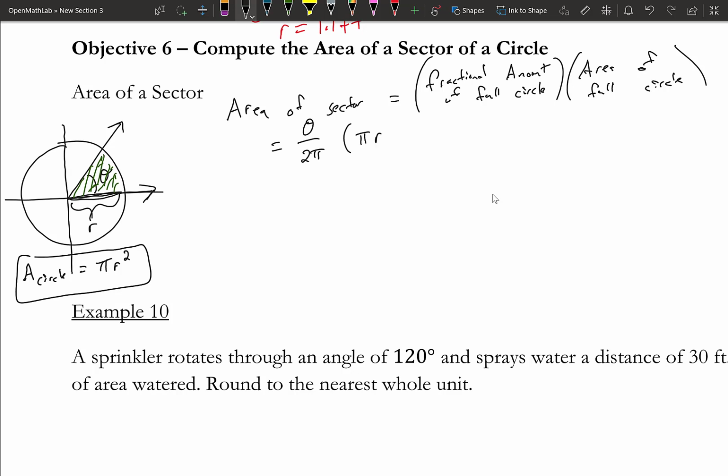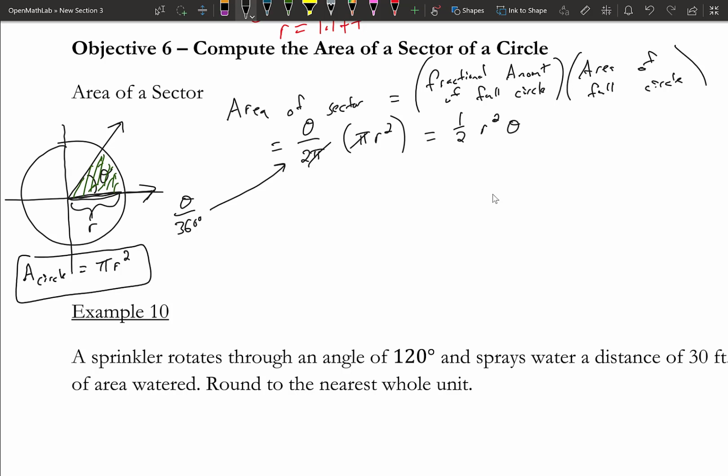pi r squared, right? Another thing that we could have put in here, if theta was in degrees, is theta divided by 360 degrees. But I chose to put pi here intentionally because pi is on the bottom here and pi is on the top here with the area of the circle. So the pi's are going to go away. So this is going to come out pretty nice and neat. So the pi's go away, and what we end up with is 1/2 r squared theta, right?